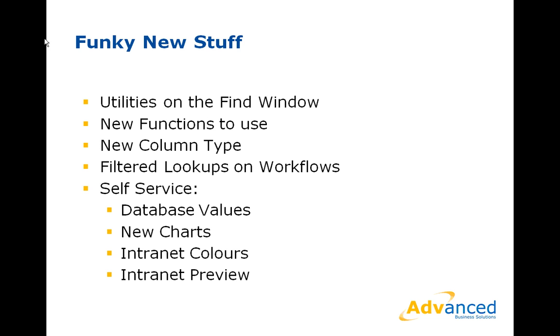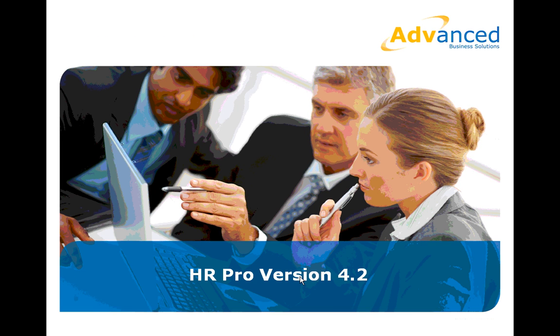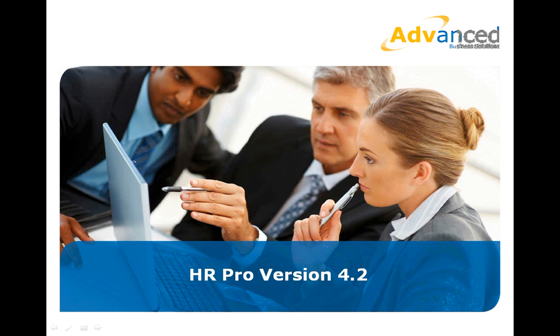So in summary, new things that are available in version 4.2. Utilities now can be found on the Find window: mail merges, global updates, custom reports. New functions you can use: replace character in a string, is valid NI number. A new color picker column type, filtered lookups on workflows, and then lots of new things you can now do within the self-service. That's been HRPro version 4.2.